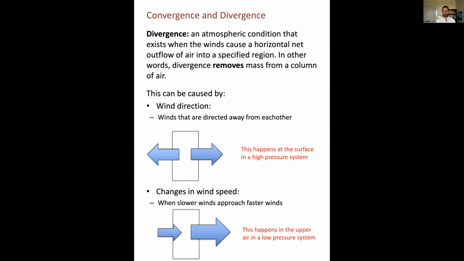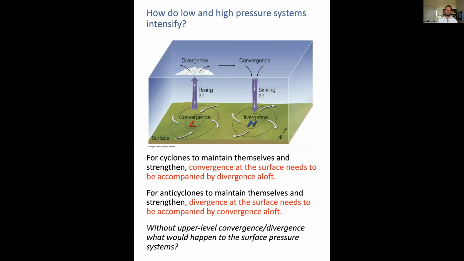Now, to recap, we have convergence at the surface in a low pressure system and divergence in the upper air, right? While we have divergence at the surface of a high pressure system and convergence in the upper air. Now, why is this? And why is this so important? Well, it's because this convergence at the surface of a low pressure system leads to rising air, and that air, when it reaches the top of the atmosphere, diverges. Okay, so we have convergence at the surface associated with divergence aloft.